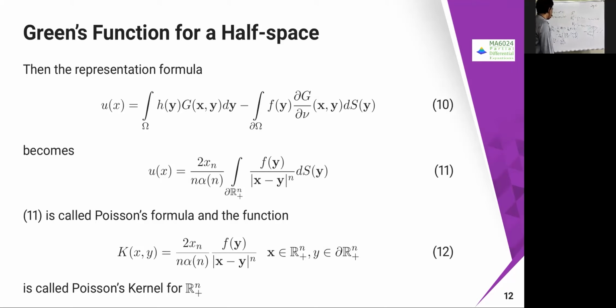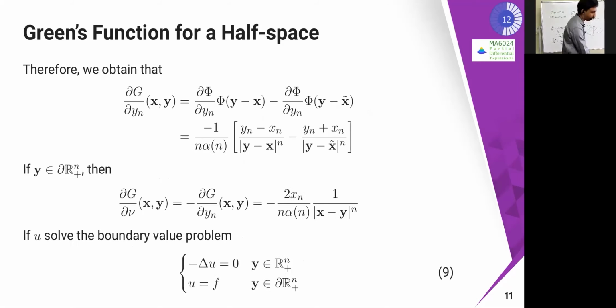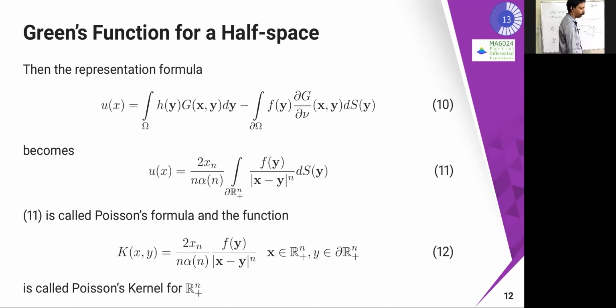What you have, u of x, is the same kind of thing. The representation formula is the same, that is not going to change. Only we need to substitute this value. So in that case, what is it going to become? h of y is 0 already, since we are solving this problem. So the only remaining thing is minus f of y into dou g by dou nu.